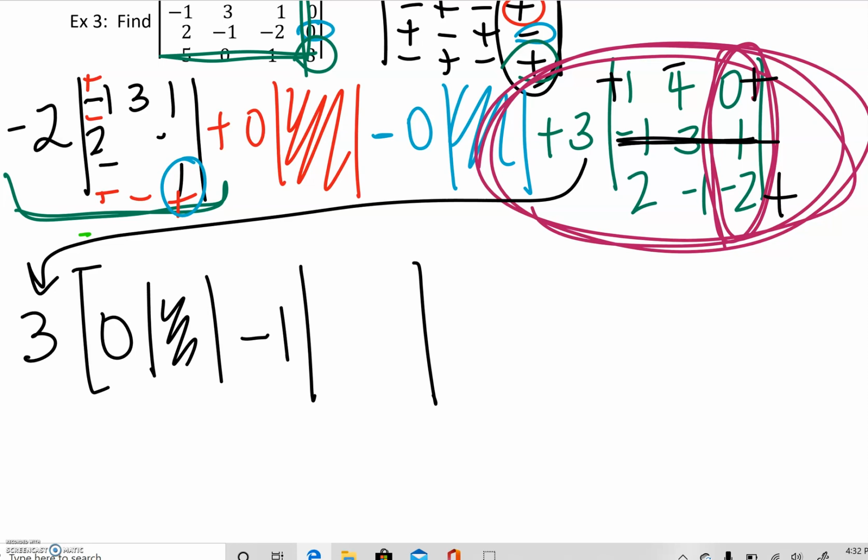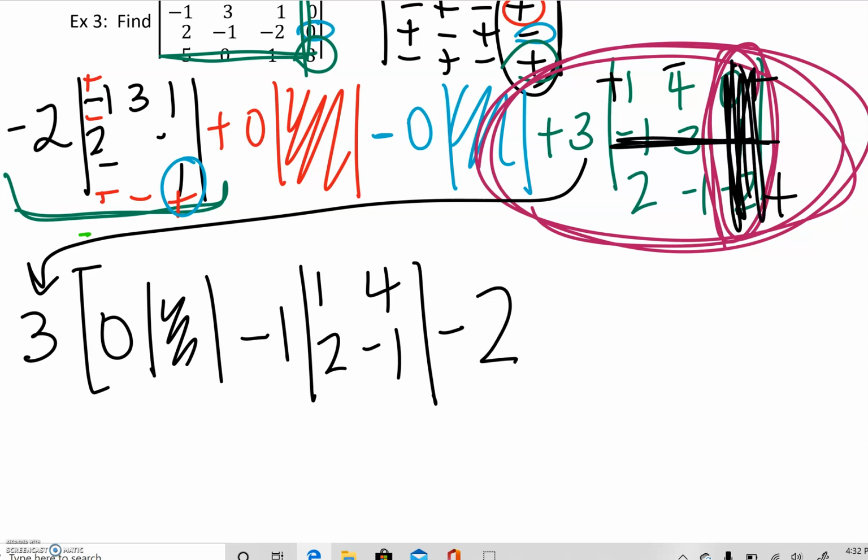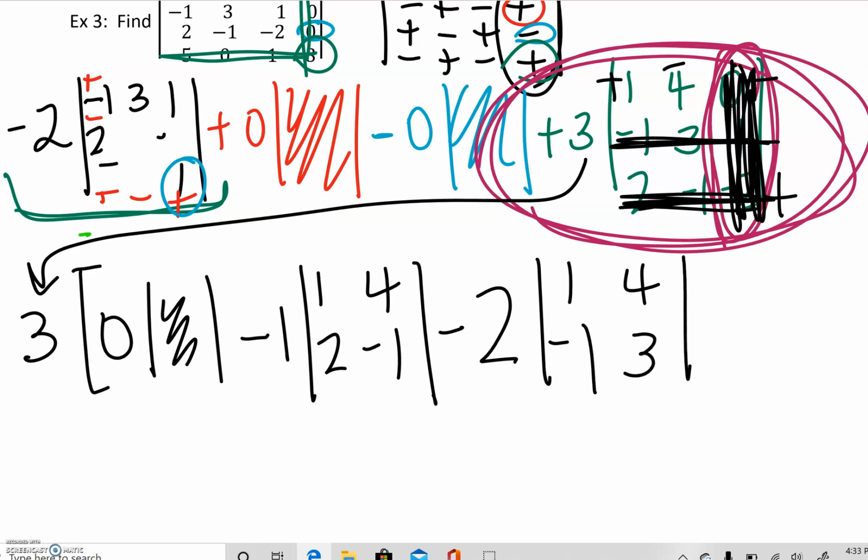So for the 1, I mark this out, I'm left with 1, 4, 2, negative 1. And then my last one is the negative 2. It's a plus negative 2, so we can just write minus 2. And that's going to leave me with 1, 4, negative 1, and 3. And now we're going to simplify that now.